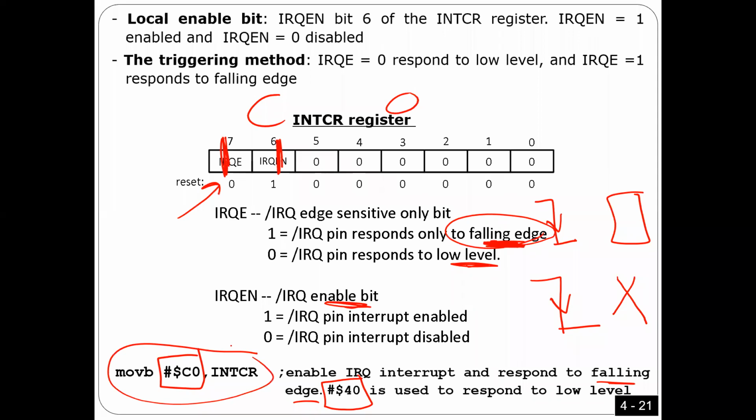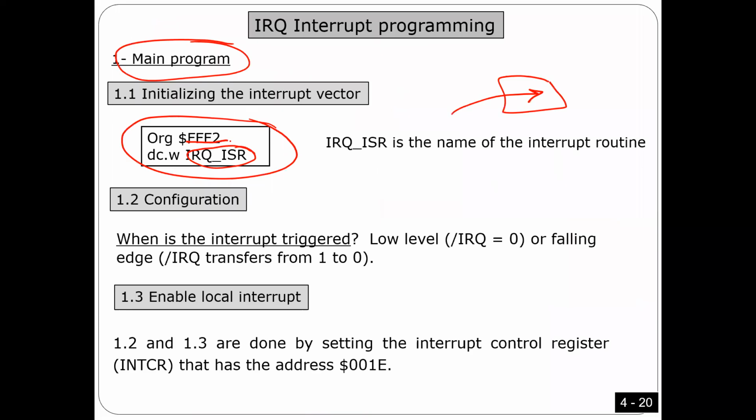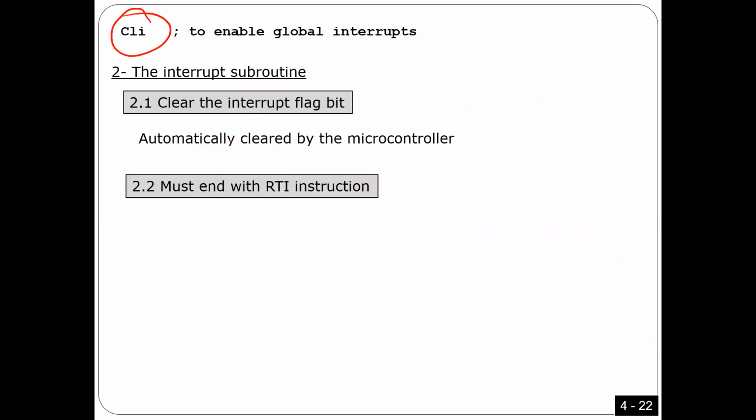Or you can use number 40. If you use 40, let me delete this, you put zero here. When I put zero here, it means you want to trigger interrupt at low level. Is that okay? So you have to write this instruction here. Listen to me, once I write this instruction here, now the interrupt is ready. I programmed the interrupt. That means every time there is a falling edge, you're gonna execute a subroutine.